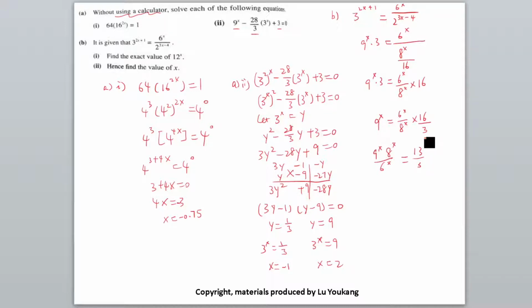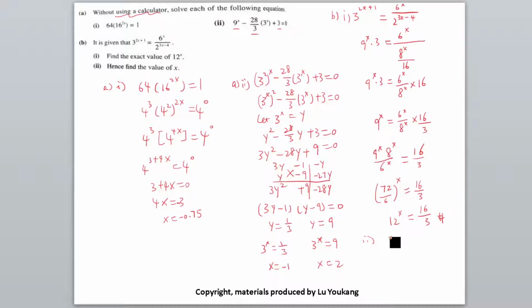You can see that, I'm sorry, it should be 16 over 3 on the right. So I get 72 over 6 to the power x equals 16 over 3. So 12 to the power x equals 16 over 3. That is the exact value of 12 to the power x. That's the answer to part B, part 1.